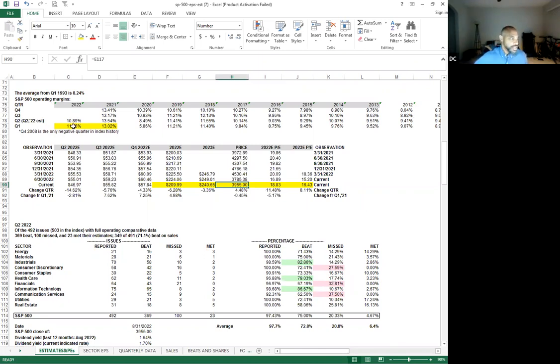We need to see this earnings operating margin come down more. We need to see this come down even more as an estimate. The estimate is down. The actual is starting to come down. So we're starting to see what I'm expecting, but we're still not all the way there yet. So I still see more pain from an earnings perspective in the equity market.